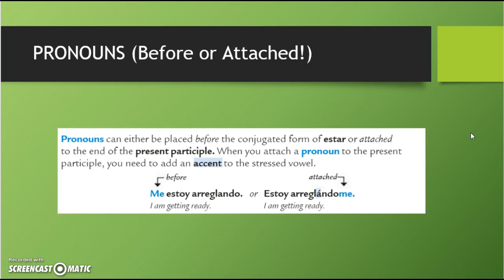So when you attach a pronoun, little small extra note, you do need to add an accent to the stressed vowel sound. For instance, me estoy arreglando. When I put it in front, no need for an accent. However, when I do attach it, estoy arreglándome. It's going to be on that first vowel, ando, so the A. Again, I'm getting ready. We'll go over that more in class.